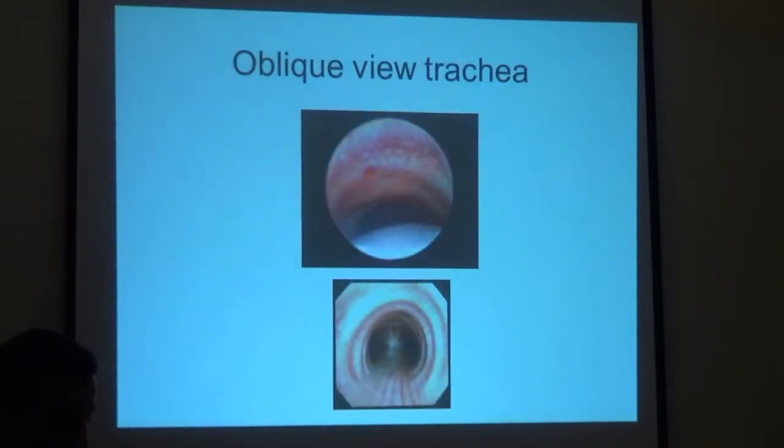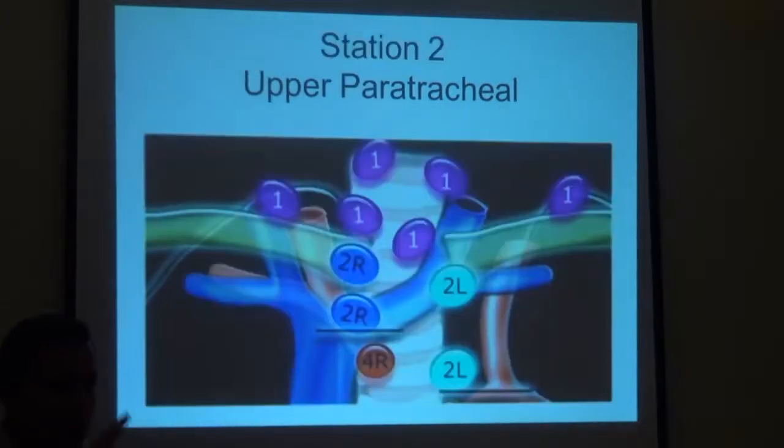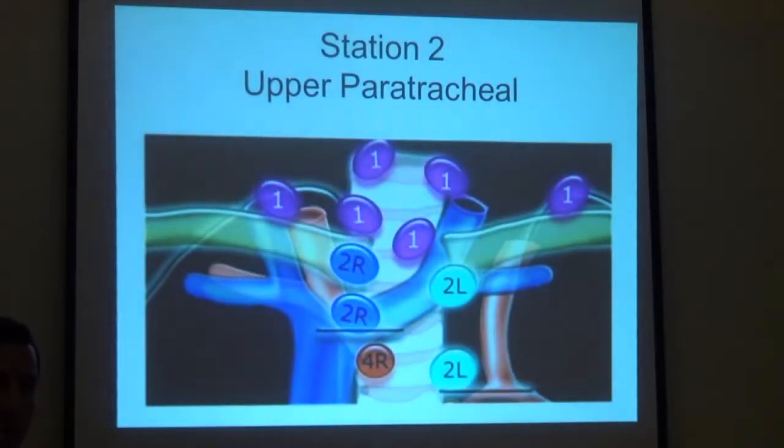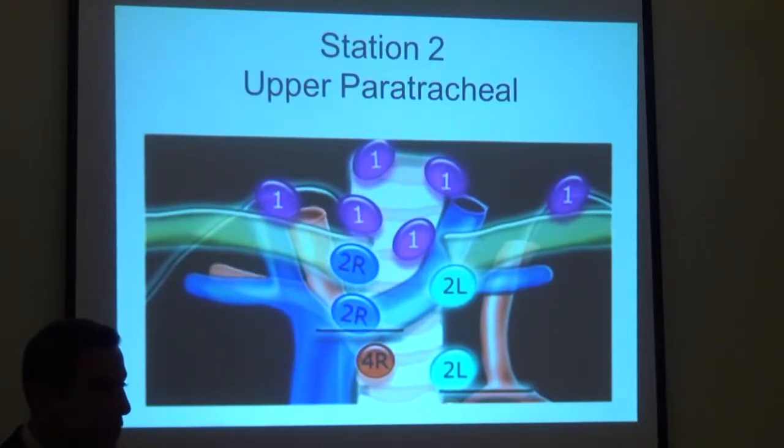So once you're going, you're at the trachea here. In the upper part of the trachea, that's the realm of station 2. Okay, so once about the fifth ring, that's where you're working. Okay, just really a little below the vocal cord. And these are the station 2 that Dr. Ashraf already showed us. So again, station 1 is not practical to be sampled by EBUS.